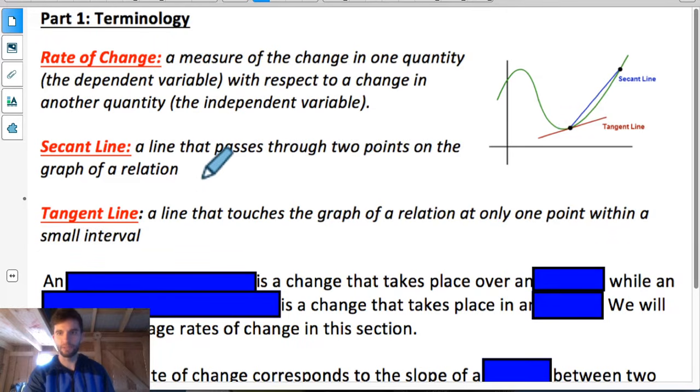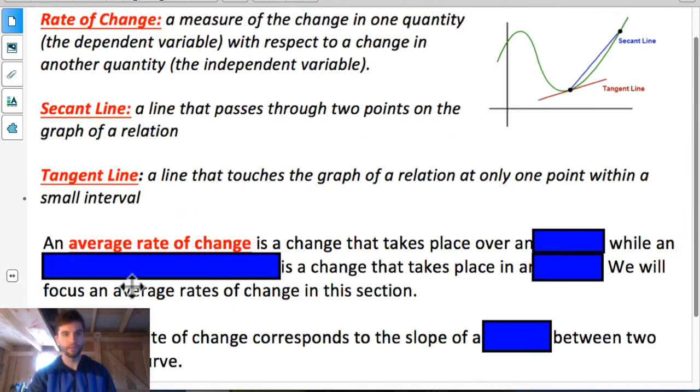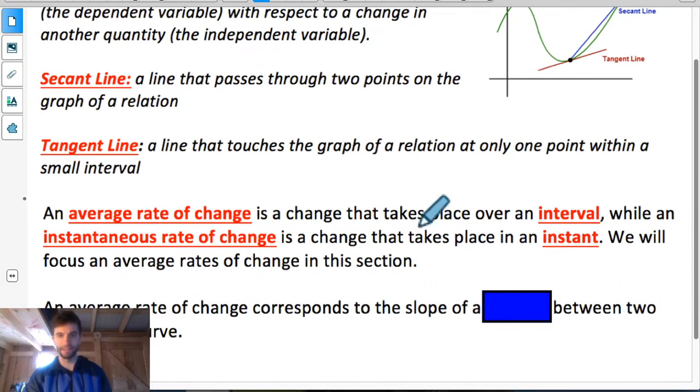Now we need to distinguish between those two because each of those represent different things. An average rate of change takes place over an interval, and we can calculate the average rate of change by finding the slope of a secant. But an instantaneous rate of change, it takes place in an instant at a single point. So if we want to calculate an instantaneous rate of change, we actually need to know a slope of a tangent. And this may seem a little contradictory to you to think of an instantaneous rate of change, right? How can something be changing in an instant?